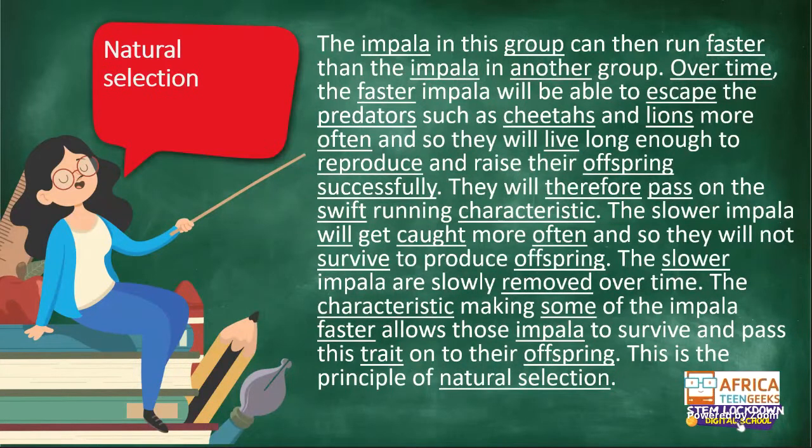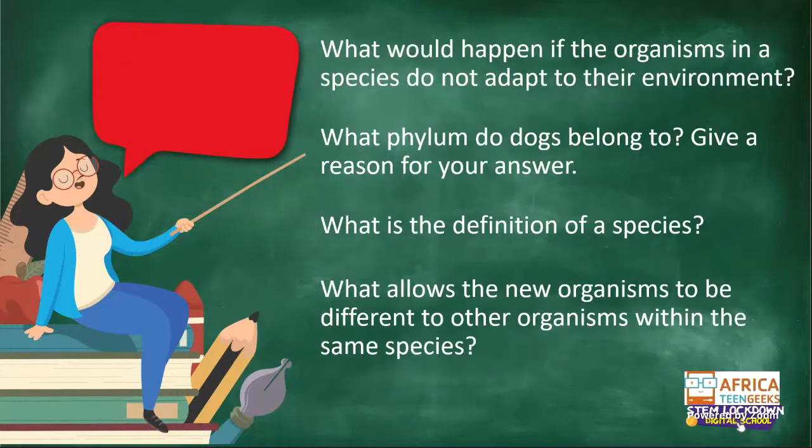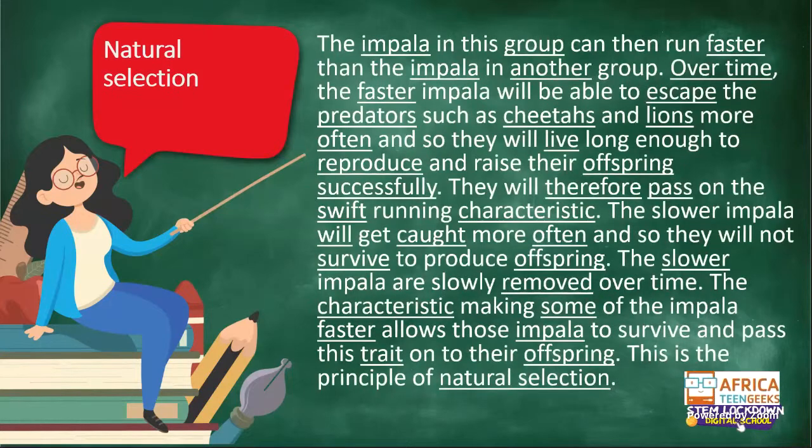Okay, so here we can see the slower impala are slowly removed over time. So, what would happen if the organisms in a species do not adapt to their environment? Yes, you are right, the living ones will die. But there's something else that is going to happen, and that is that the species as a whole is going to die out. So when we are speaking about the individual animals, they will become extinct. Great, very good. That's what I was getting at. I wanted you guys to find that word, extinct.